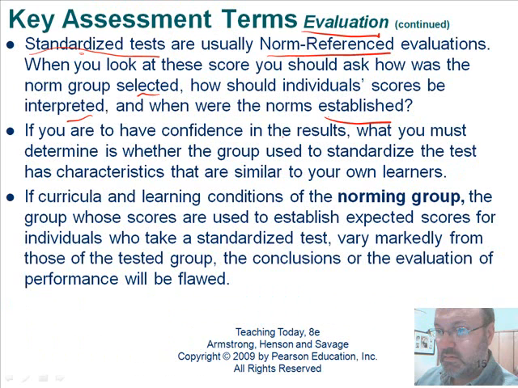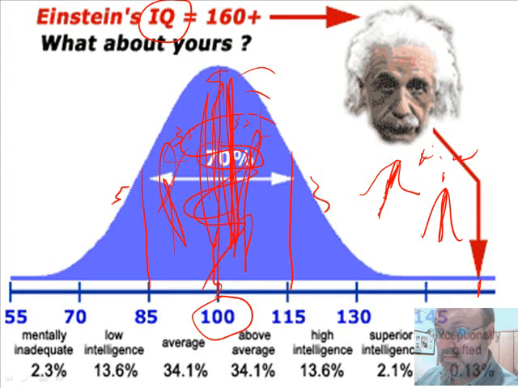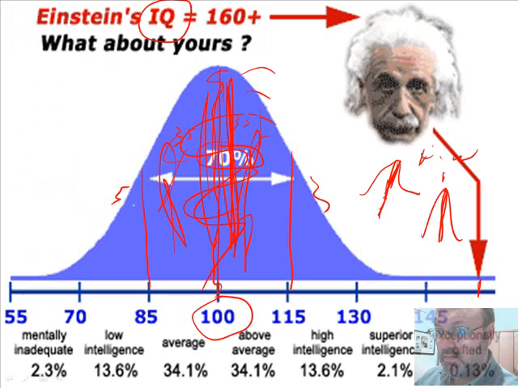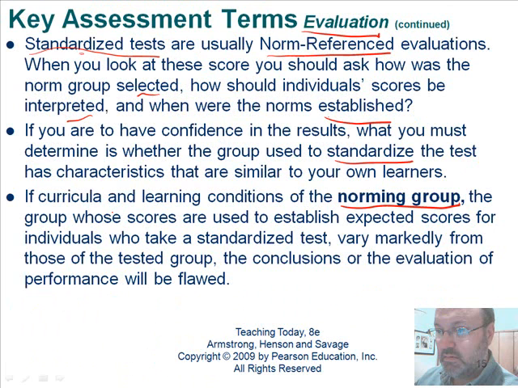If you are to have confidence in the results, what you must determine is whether the group used to standardize the test has characteristics that are similar to your learners. So if you're teaching math, adding, do all these people have the same prerequisites as the ones you're trying to teach? If the curricula and learning conditions of the norming group, and this is the norming group, all the people that are dotted on here are the norming group, the group whose scores are used to establish those expected scores for individuals who take that standardized test, differ very markedly from those of the tested group, the conclusions will be flawed.